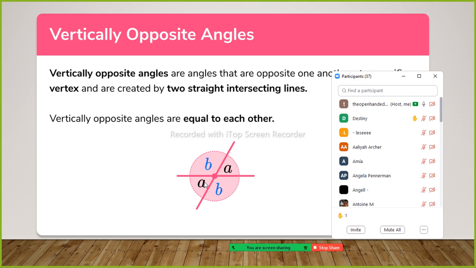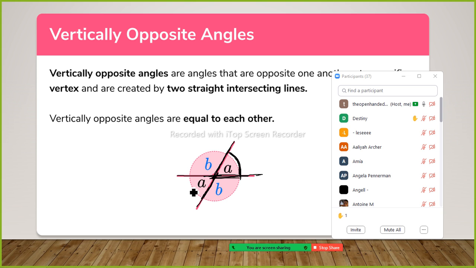All right. So with this one, this is how vertically opposite angles work. With vertically opposite angles, we have a line going this way and a line also going this way, and it forms four angles. We have this angle. We could call this one angle A. This angle right there, angle A.